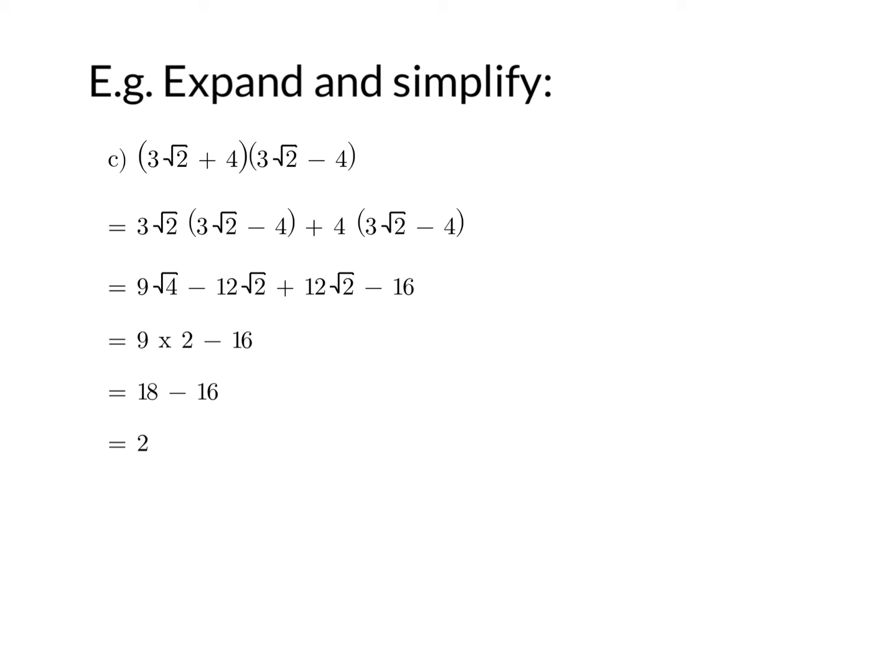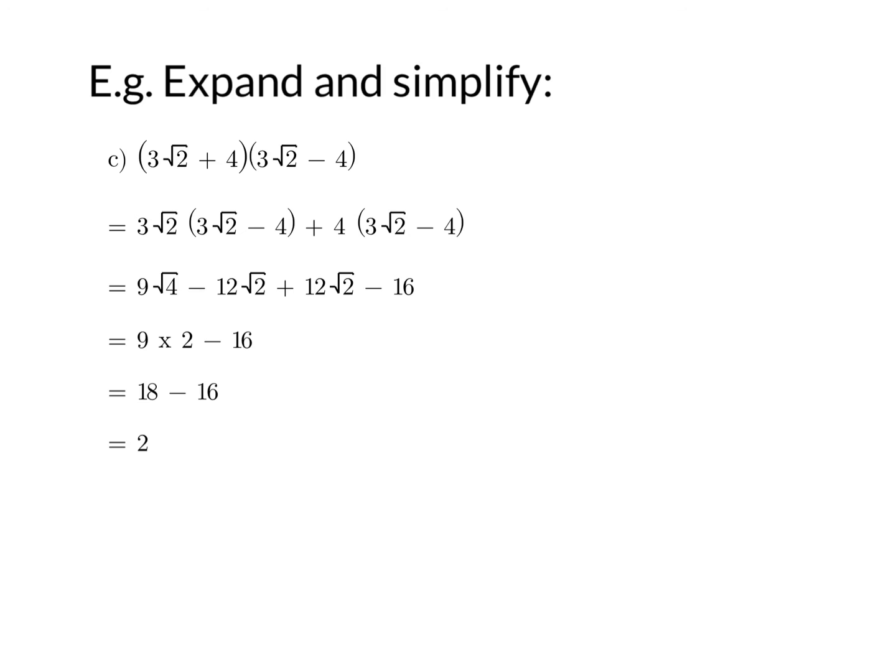And with our final one, we put the 3 surd 2 outside the second bracket and the plus 4. So 3 surd 2 times 3 surd 2 is 9 surd 4, minus 12 surd 2 plus 12 surd 2 minus 16. Notice that the surds eliminate when we go and simplify. 9 times 2 is 18, 18 minus 16 is 2.